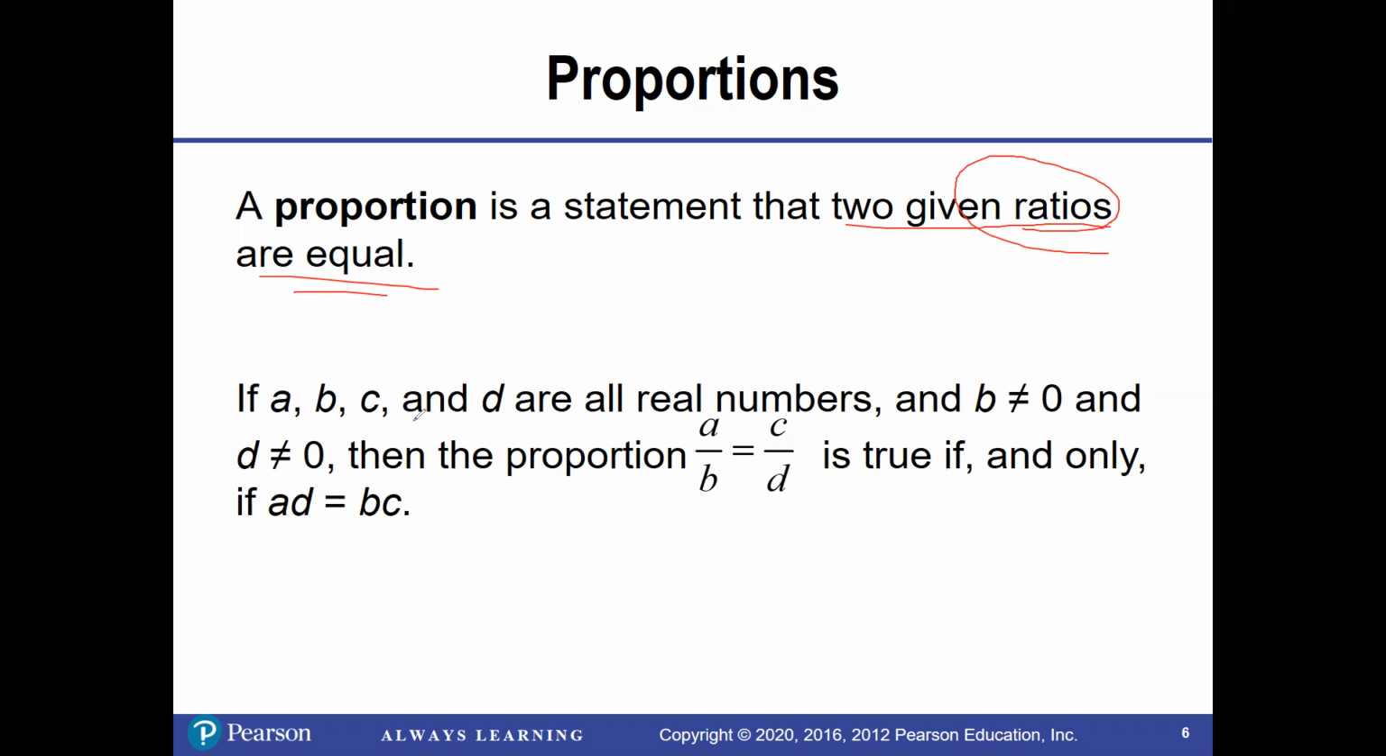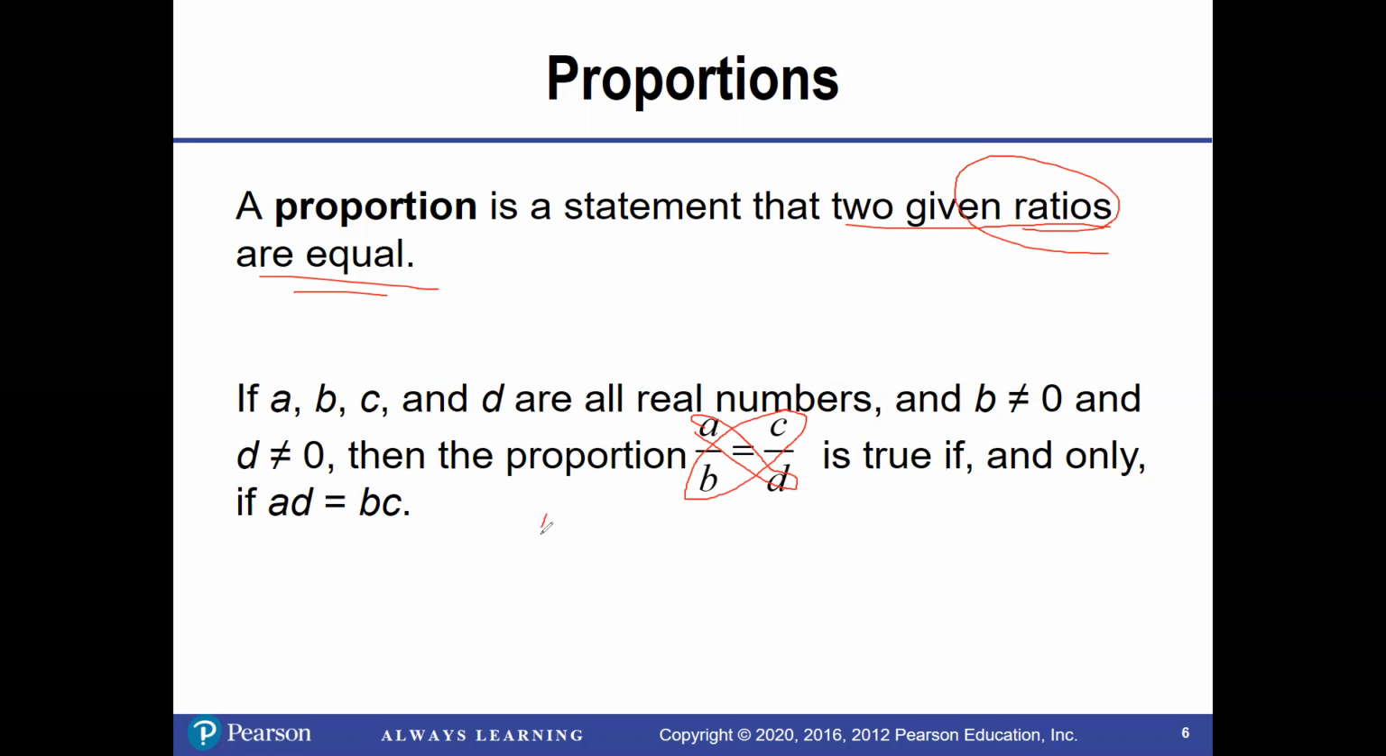Okay, so by definition, if A, B, C, D are all real numbers, B and D can't be 0. That's just because of the formula here, or the rule that they're giving B and D on the bottom. Then the proportion is true if and only if AD and BC are equal. Now if I have this ratio and I say it's equal to this ratio, it only works if these two, when you multiply them, equal these two, the old cross multiplication. And this is how we show if two ratios are in a true proportion.